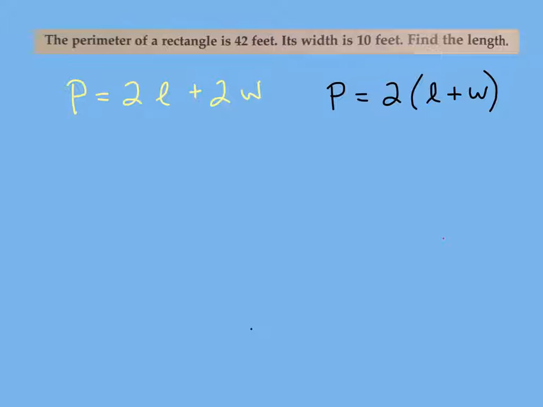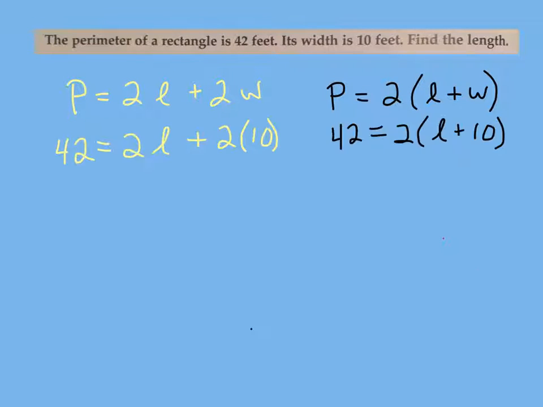So step one is going to be to write out the formula that you're going to use to solve it. Either one of these would work. Step two is going to be to plug in our numbers. So I see here that the perimeter is 42 feet and the width is 10 feet. So I'll plug those into my formulas. In both of these formulas, I plugged in 42 for the perimeter and I plugged in 10 for the width. And now I'm just solving the equations.